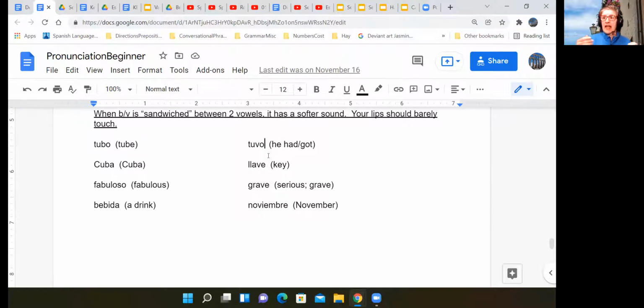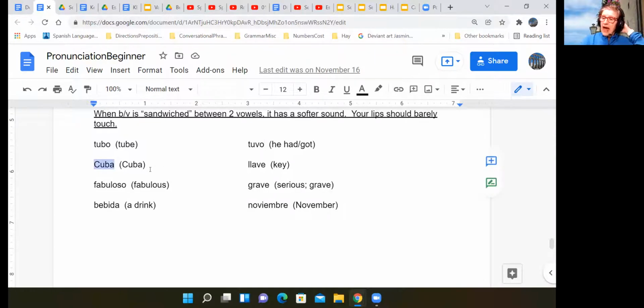Okay. Ella tuvo un bebé. She didn't tube a baby. She had a baby. Right? Es un tubo de pasta de dientes. It's a toothpaste tube. Okay. So that's how you know the difference, because of how they use it in a sentence.